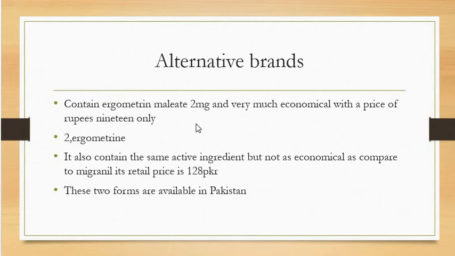Alternative brands. What brands do we have for the ergot alkaloids? We have ergometrin maleate 2 milligram in every ampoule, which is very economical. We have Ergometrin, and we have Migranal. These, ergometrin, ergometrin maleate and Migranal, are all available in Pakistan, so you can use either.